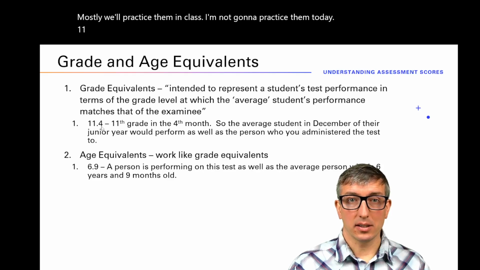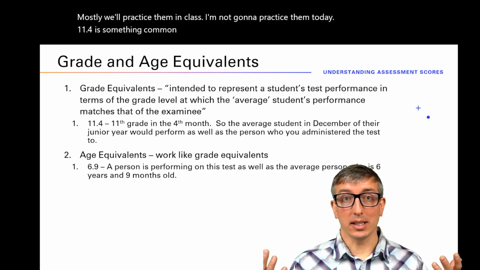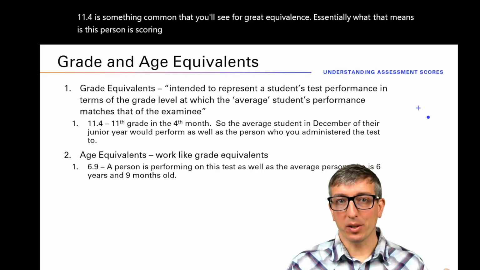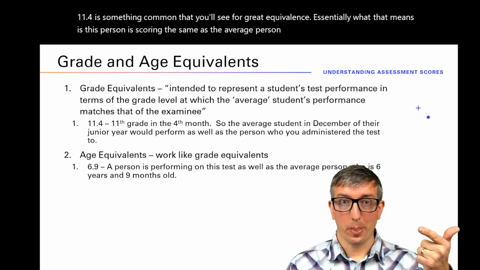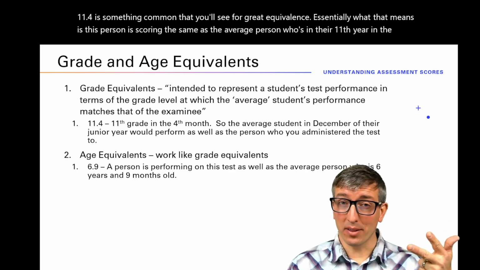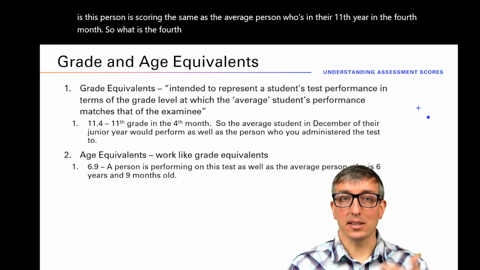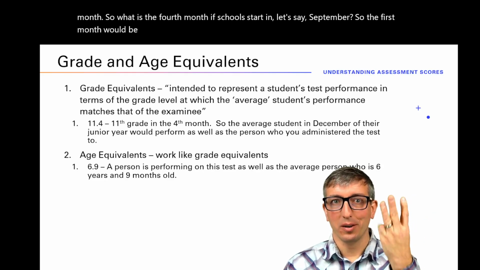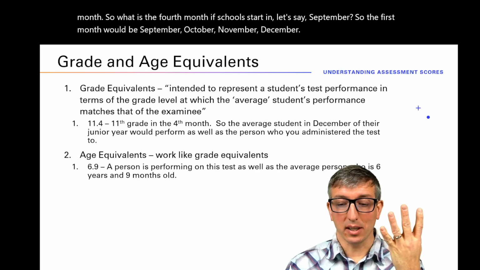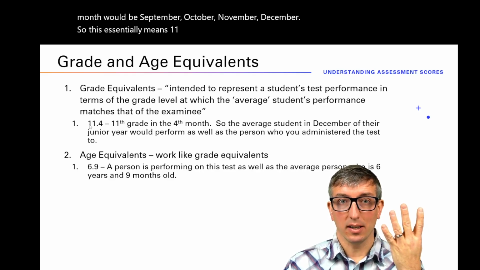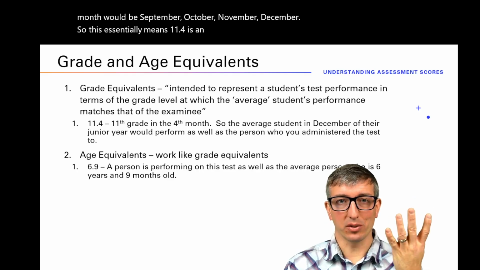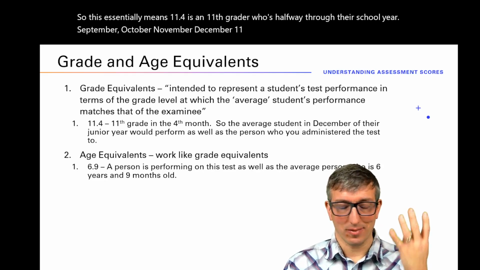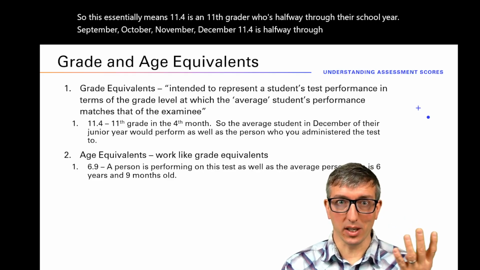11.4 is something common that you'll see for grade equivalence. Essentially what that means is this person is scoring the same as the average person who's in their 11th year in the 4th month. So what is the 4th month? If schools start in, let's say, September, so the first month would be September, October, November, December. So this essentially means 11.4 is an 11th grader who's halfway through their school year. 11.4 is halfway through that, halfway close to senior year, okay?